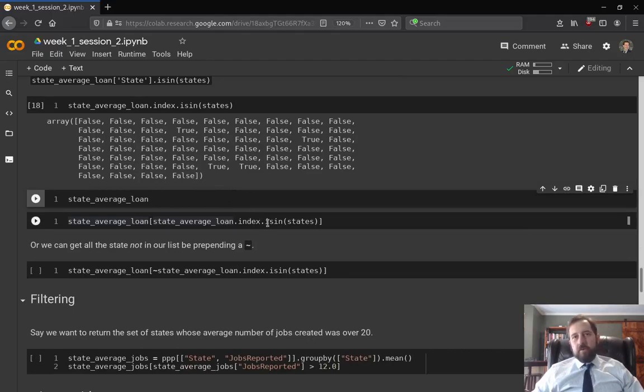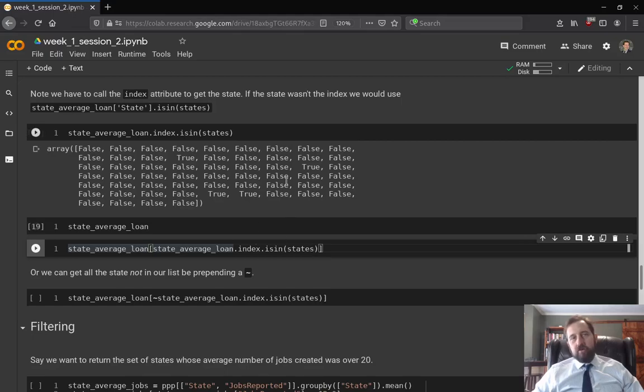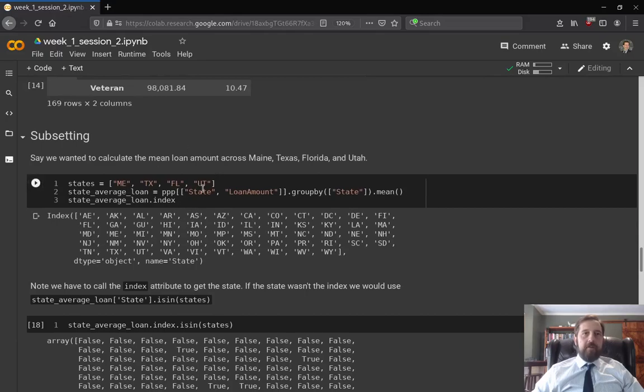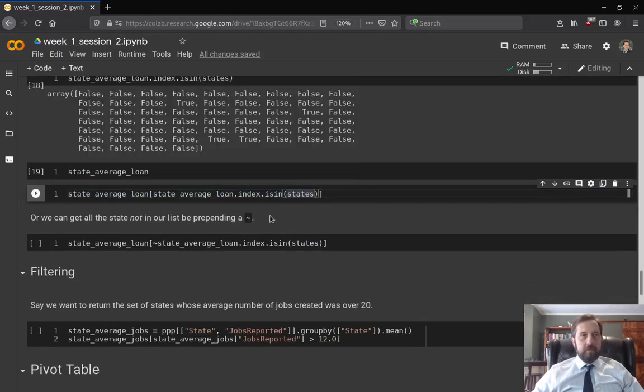So that's how we would do it, just using this isin. We're saying, is it in there, return true or false, and this will select anything that is true. And that'll return our data frame of just Maine, Texas, Florida, and Utah. Good. Or we could also exclude those if we'd like.